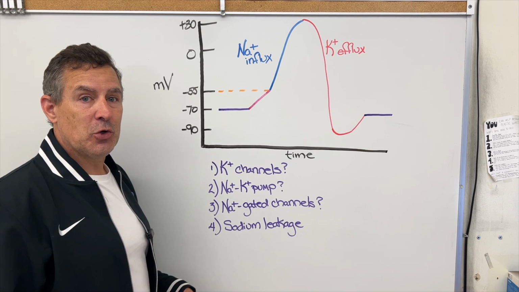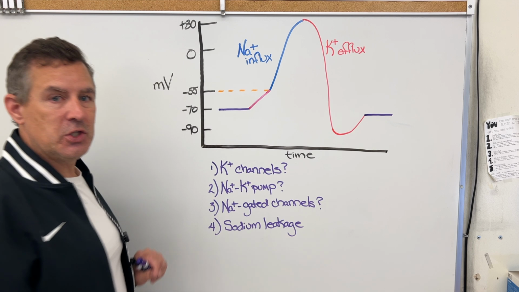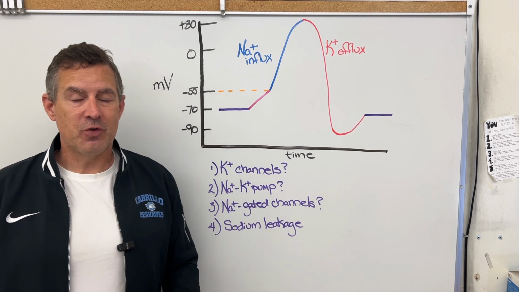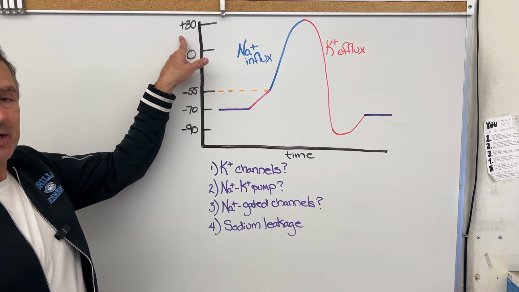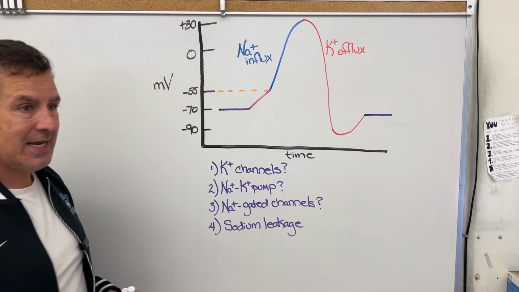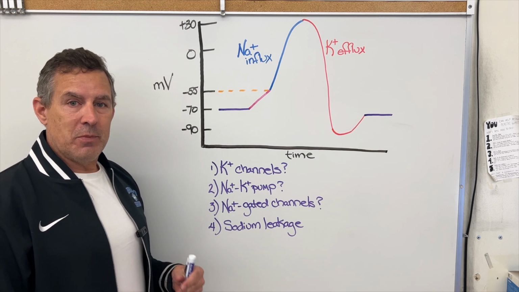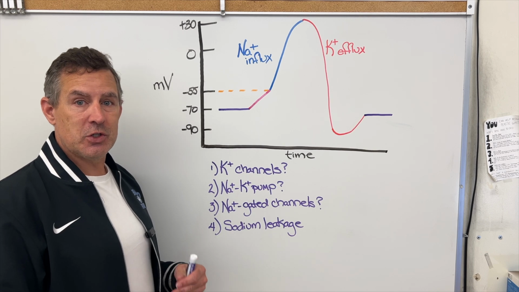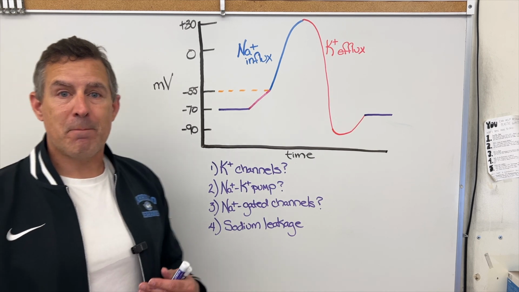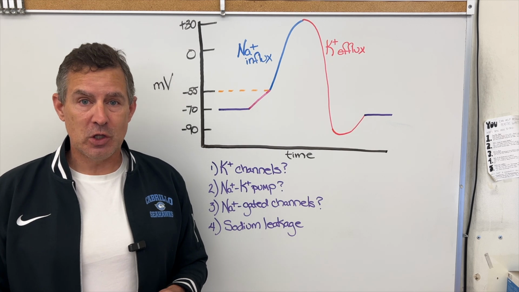And since threshold has been met, we have this big spike or depolarization event due to sodium influx into the cell. Now, we can see we're at +30 right here. That is to say, the cell is not reaching sodium's equilibrium potential, and that's merely because the cell no longer is permeable to sodium. And the reason it's not permeable to sodium anymore is because the sodium gates have closed.